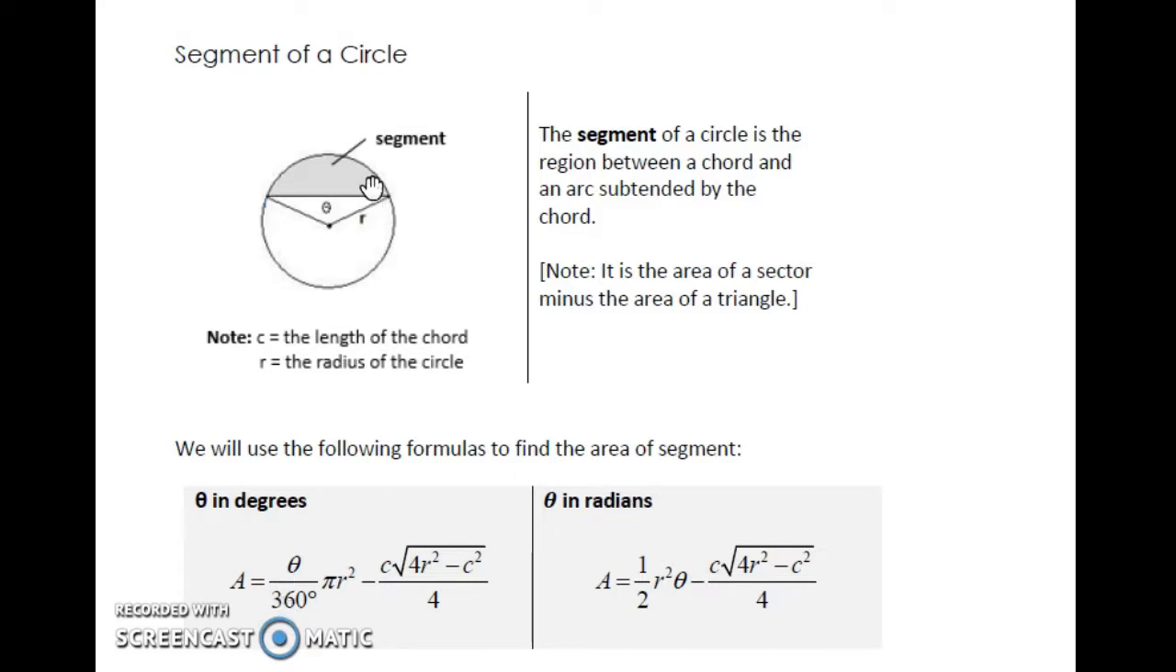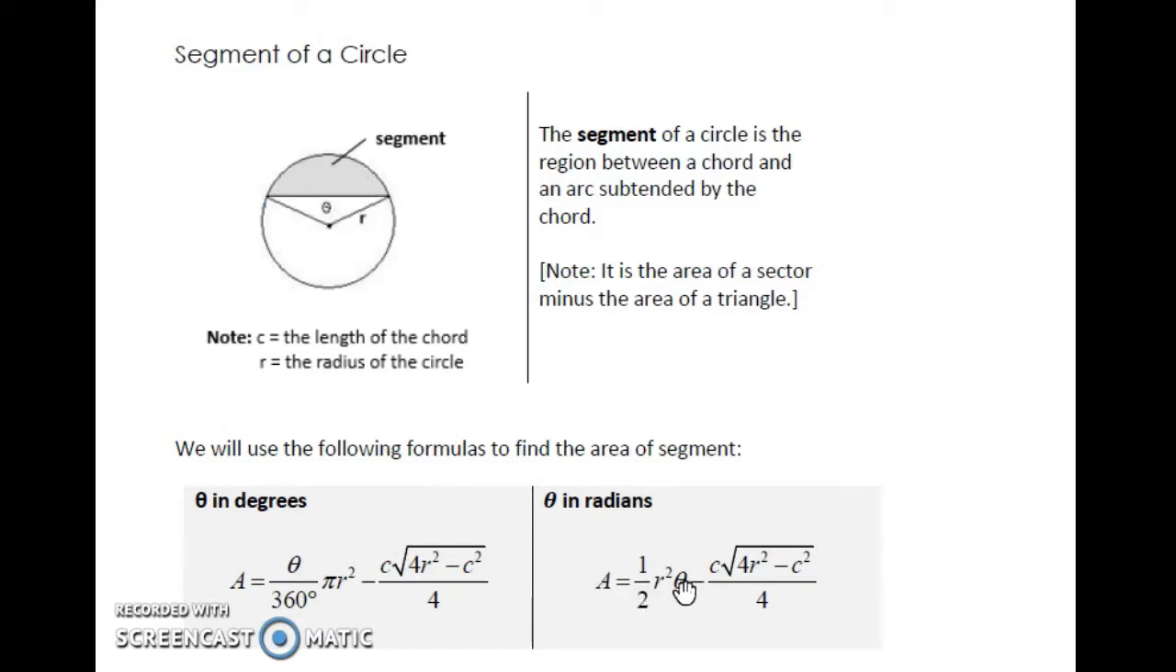Really, if we took this whole segment and the area of the triangle, we would have a sector, because this is a central angle with vertex at the center. So if we took the segment and this triangle, it would be a sector. So the area is the area of the sector minus the area of this triangle. That gives us the area of this segment.